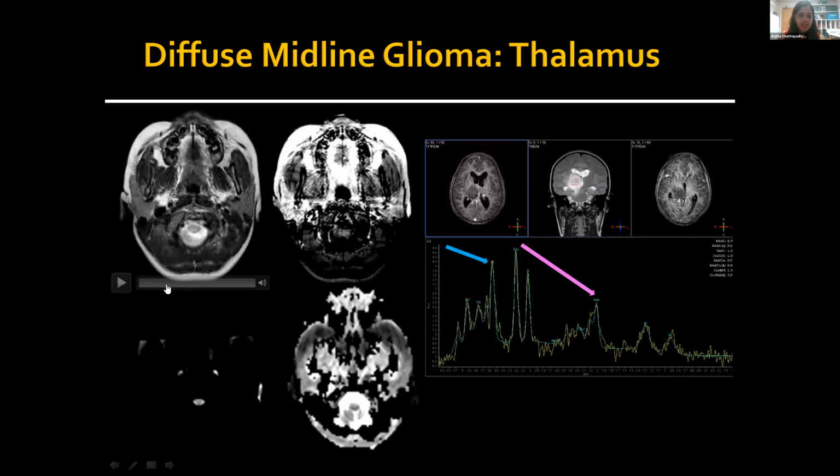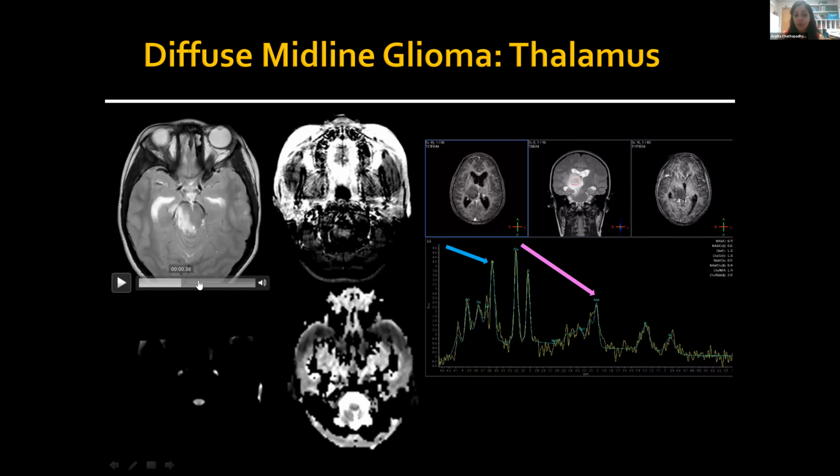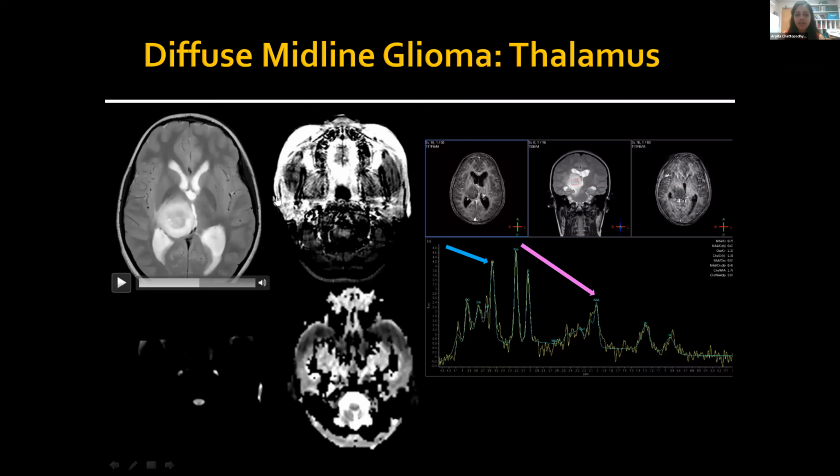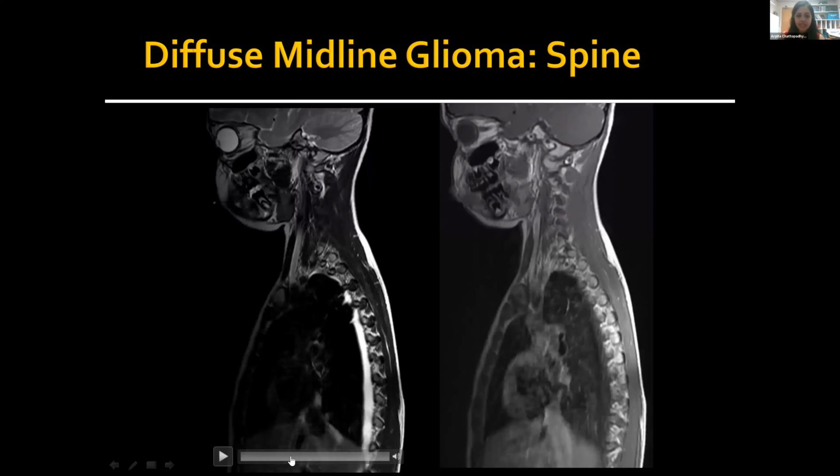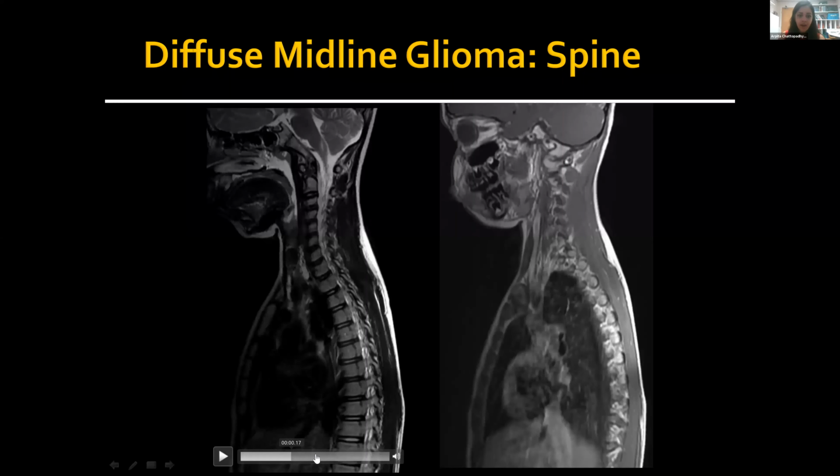I'll quickly scoot through these images. So part of the reason it was renamed is because these tumours don't always occur in the pons. So here is an example in the thalamus. And here is an example that we've seen at Nottingham in the spine.